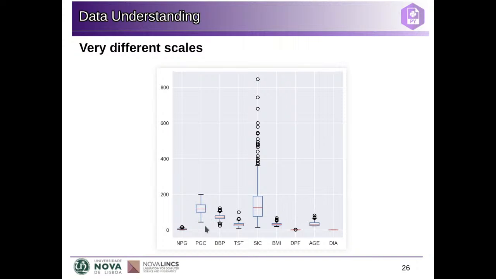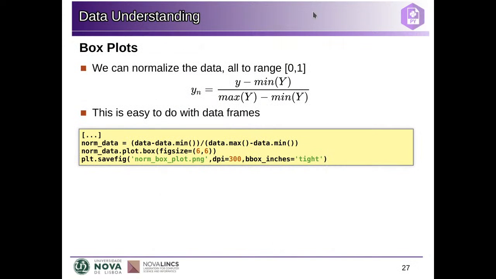So it doesn't make sense to represent data like this. We cannot really compare, for example, the molar concentration of glucose in plasma with the age in years. That would not make sense. So quite often it happens that if you have attributes in different scales representing different things, you need to rescale everything to something that makes more sense and allows for better representation and better visualization.